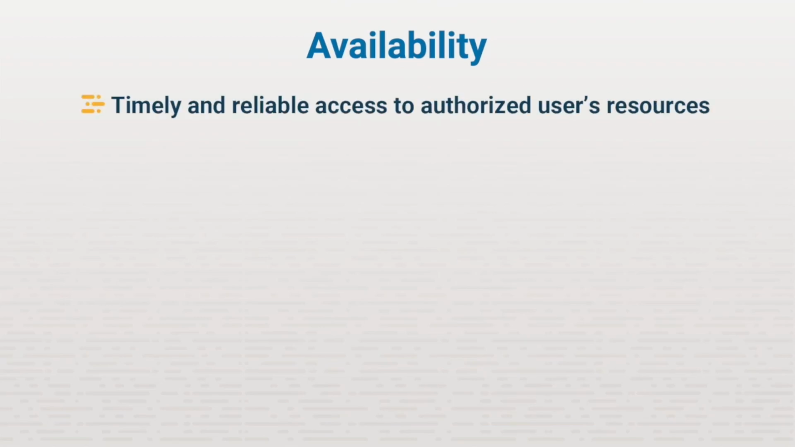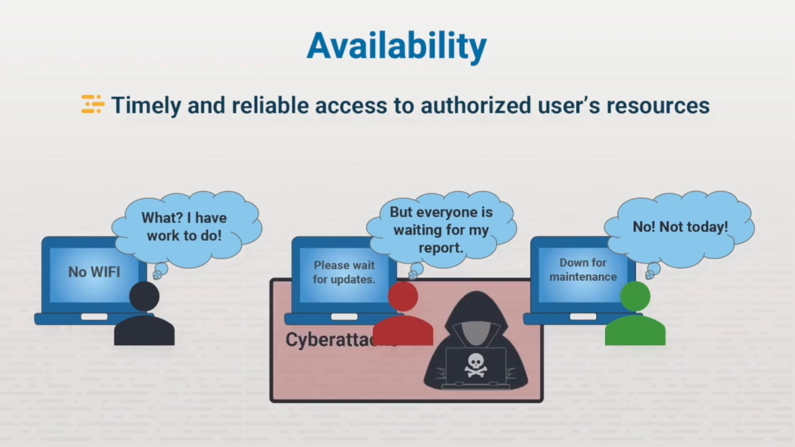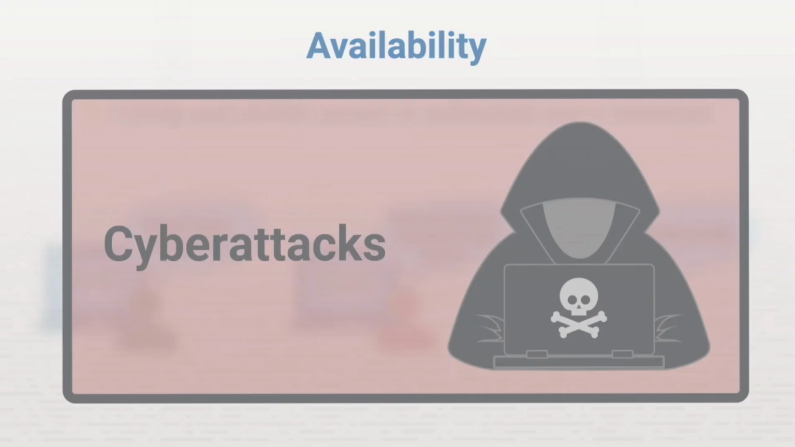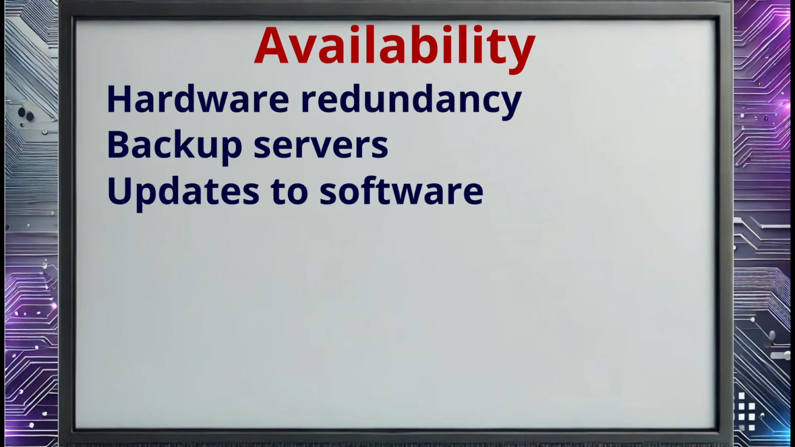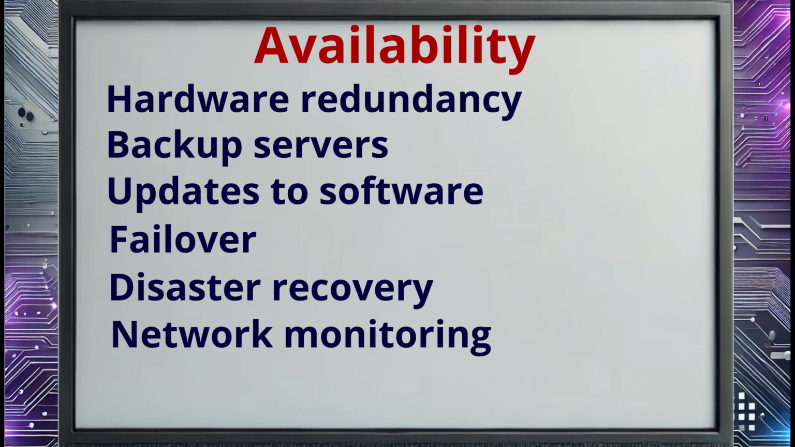The third part of our CIA Triad is availability. Availability refers to timely access to one's own data. Availability can be disrupted by a variety of things like hardware issues, software updates, network maintenance, or cyber attacks. These can result in downtime or sluggish processing. Ways to offer consistent availability include hardware redundancy, backup services, updates to software and systems, failover, disaster recovery, and network monitoring. Having your network functioning well, but also securely, is part of a good information security policy.